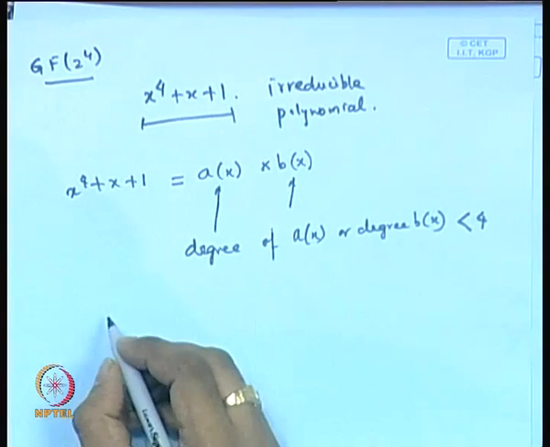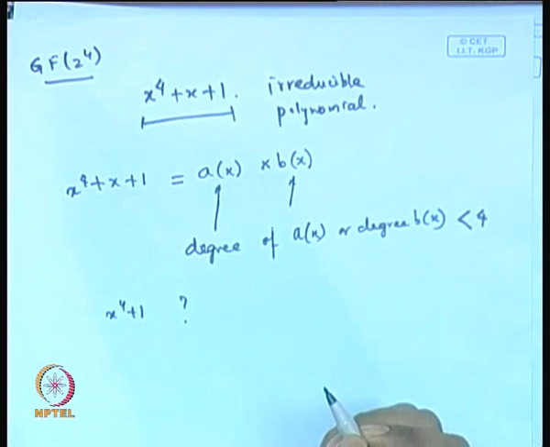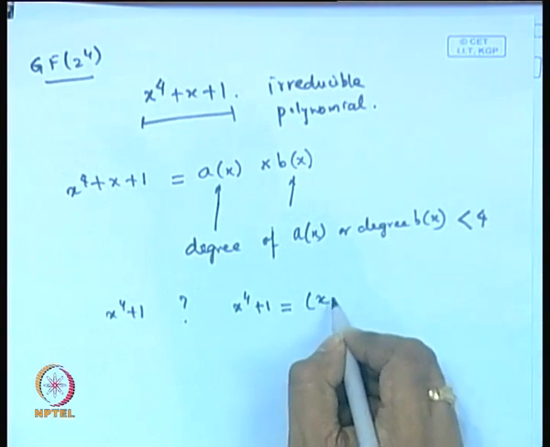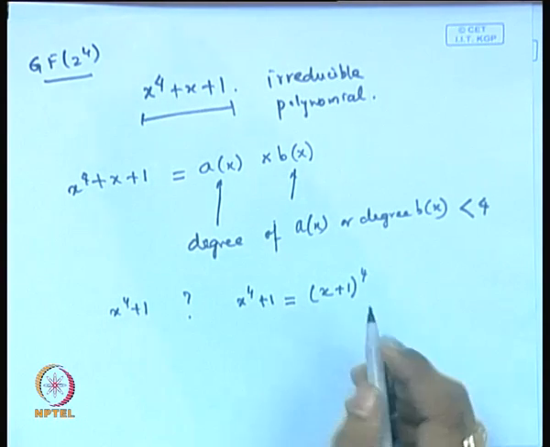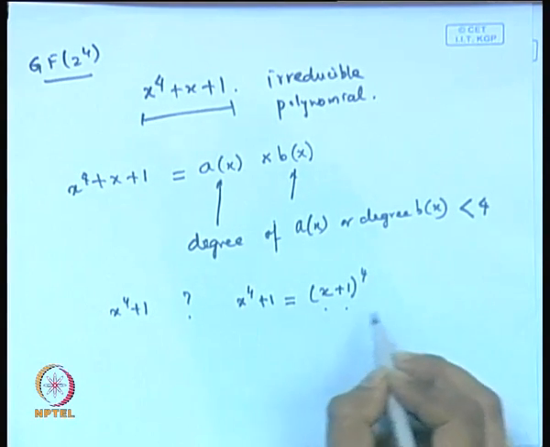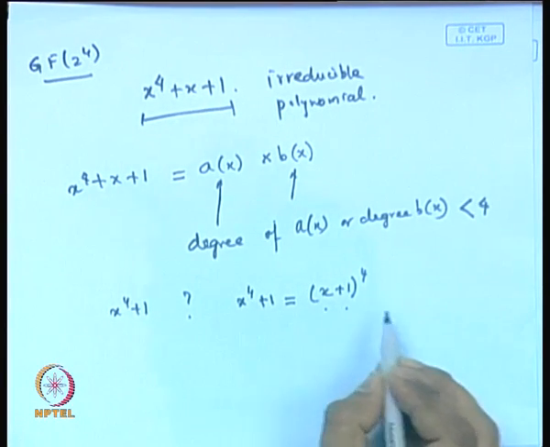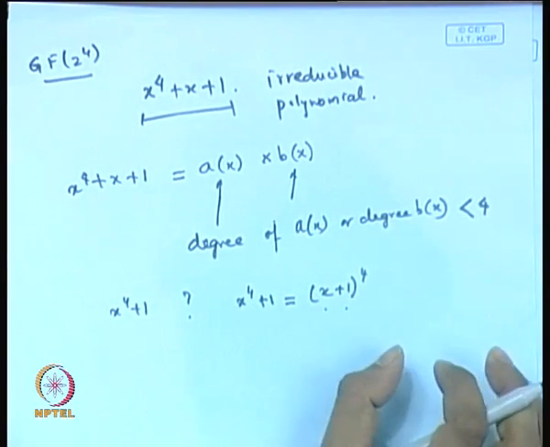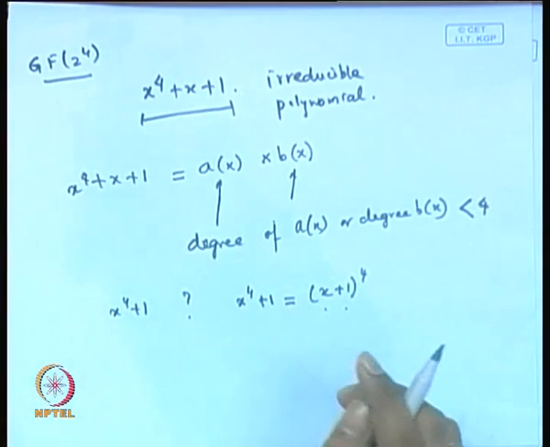Consider another example, x^4 plus 1. The question is, is this an irreducible polynomial? We can see that x^4 plus 1 I can factor as (x plus 1) to the power 4. Why? Because if I do a normal multiplication of (x plus 1) to the power of 4 and apply a modulo 2 operation over the coefficients, we will see that only x^4 plus 1 remains, whereas the other coefficients are even numbers, and therefore when I take modulo 2, all of them go to 0. So this particular factorization holds in this field GF(2^4).